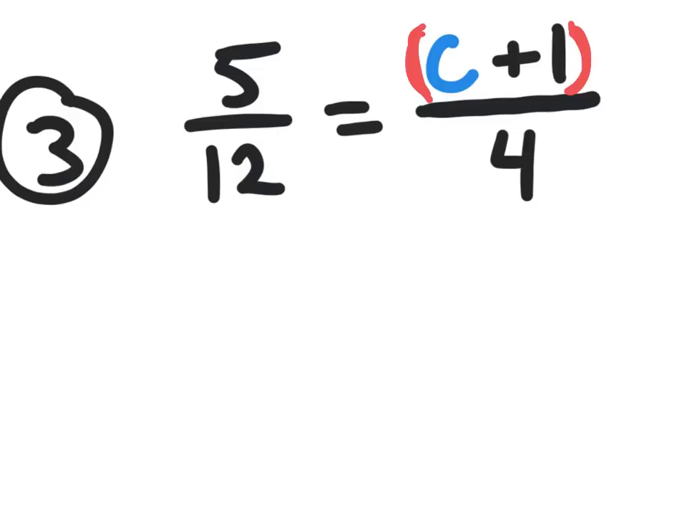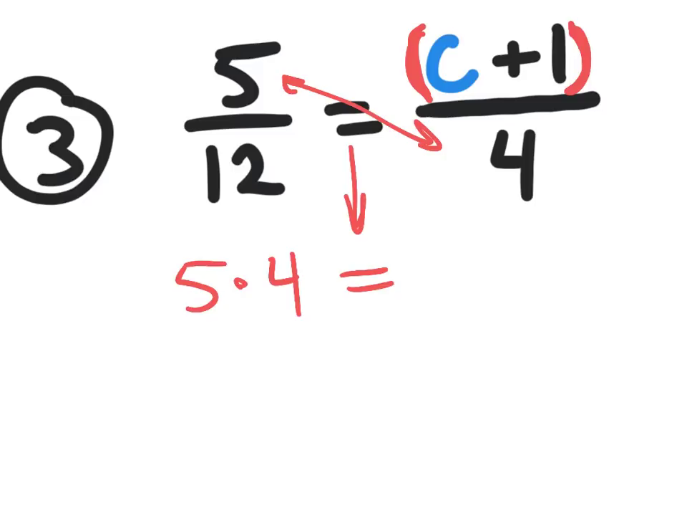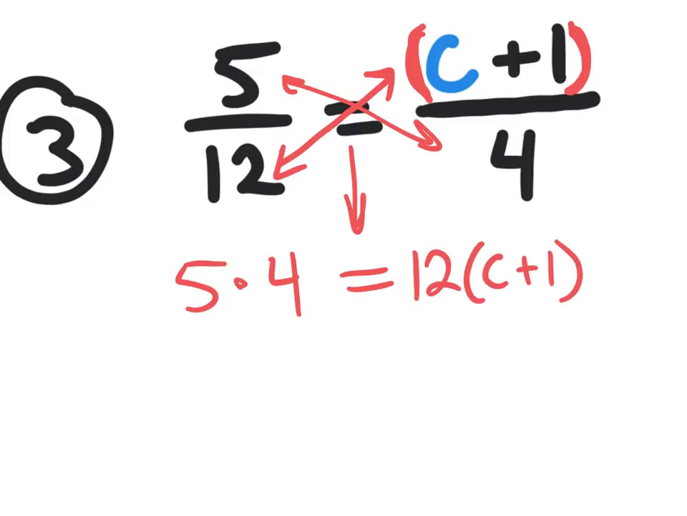So we're going to do the cross multiplying. 5 times 4 equals, you've got to bring that equal sign down, and then 12 times that parenthesis c plus 1. Let's write it out. 12 times a parenthesis c plus 1. So we have an equation with no more fractions in it. Now we just need to solve it.